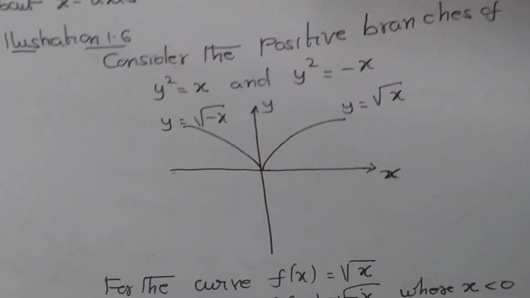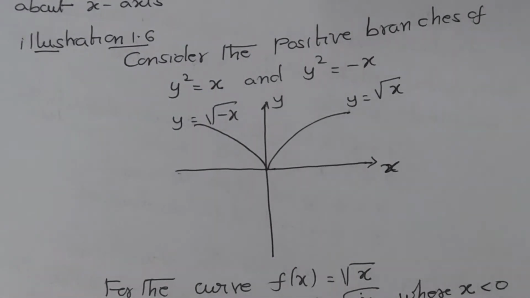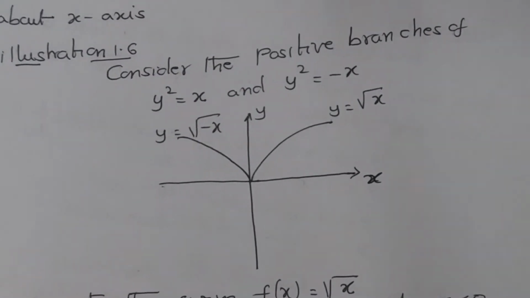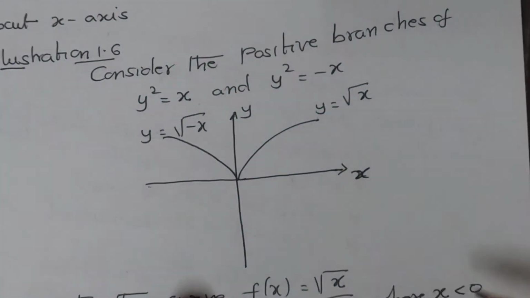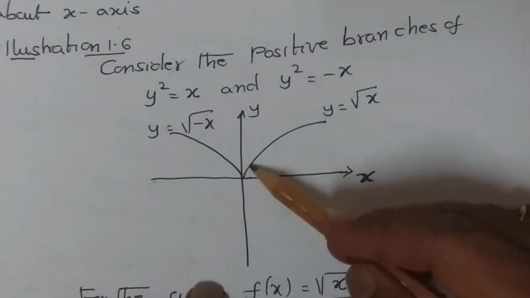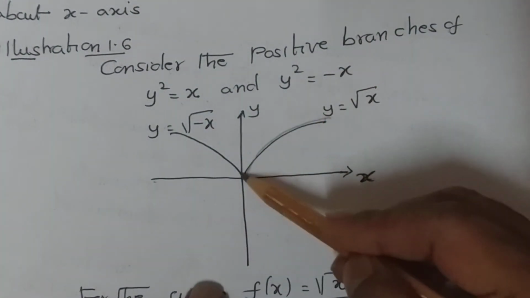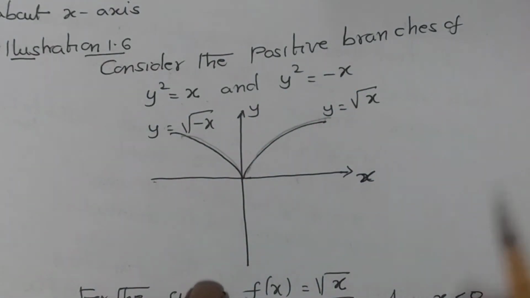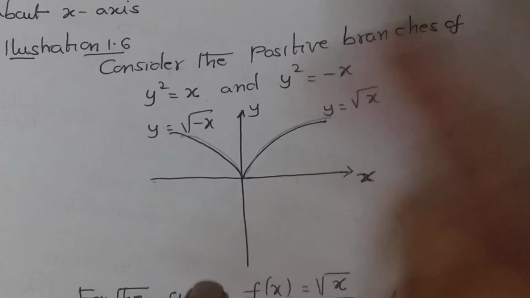What about reflection about y-axis? You see this diagram. You see here, this is a reflection about y-axis. Consider the positive branches of y square is equal to x, y square is equal to minus x. Y square is equal to x means y is equal to root x. That is this branch. Y is equal to root of minus x. This branch for this one. So that means what? This is not reflection about x-axis. This is reflection about y-axis.